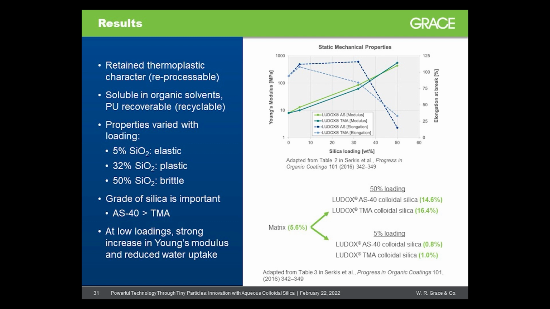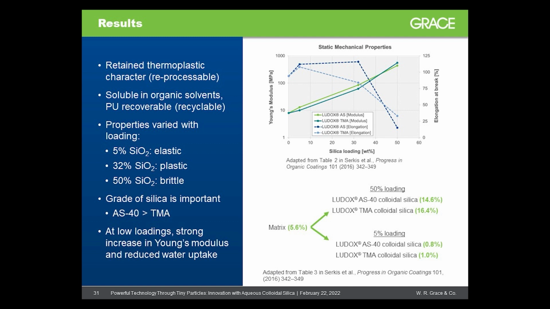Interestingly, for the intermediate loading, there was a divergence in elongation behavior, with the AS40 showing good retention of elastic behavior. Examination of the microstructure of this sample revealed that the polyurethane fibrils remained intact and the colloidal silica was well dispersed throughout the matrix.